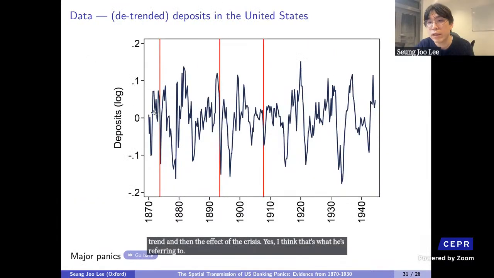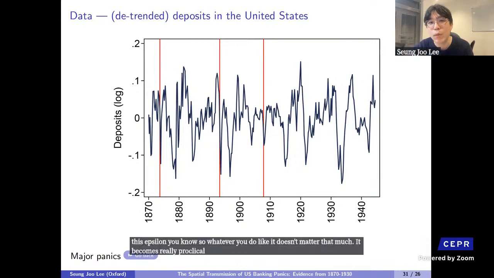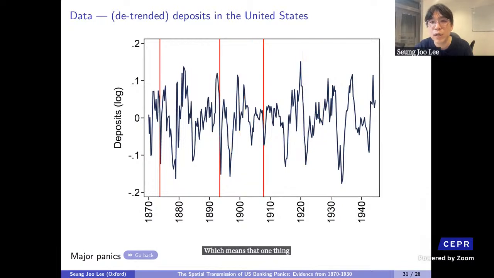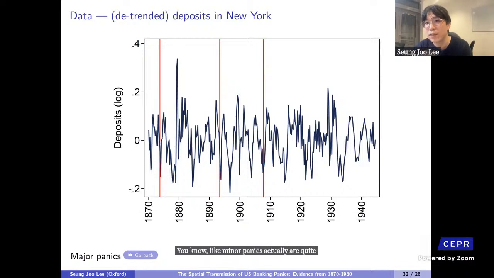I mean, we did an HP filter, and we did a bunch of other detrending. For example, you can just use a simple AR(1) process and extract the epsilon. Whatever you do, it doesn't matter that much. It becomes really procyclical, which means that one thing I found quite surprising is that Jalil's papers say minor panics are quite localized, which means that some panic in the state of New York affected only Illinois for one minor panic.